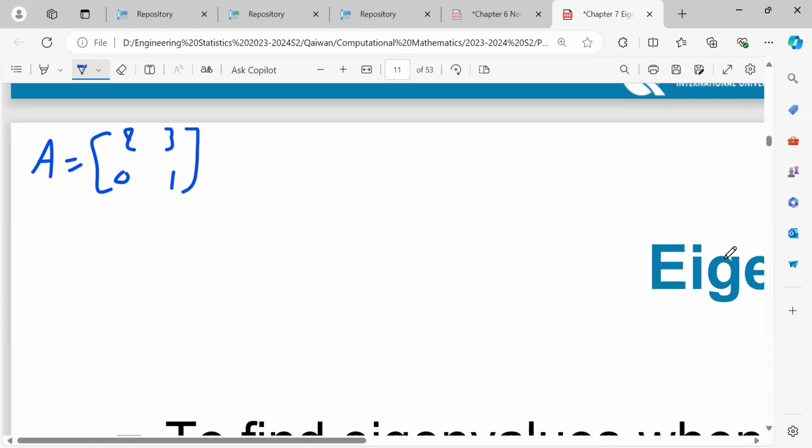This is a matrix. Okay. First, we need to find eigenvalues. You must first find eigenvalues, then you could find eigenvectors, as the eigenvectors depend on the eigenvalues. For each eigenvalue, we could find an eigenvector. Here, to find the eigenvalues, we need to find the determinant.